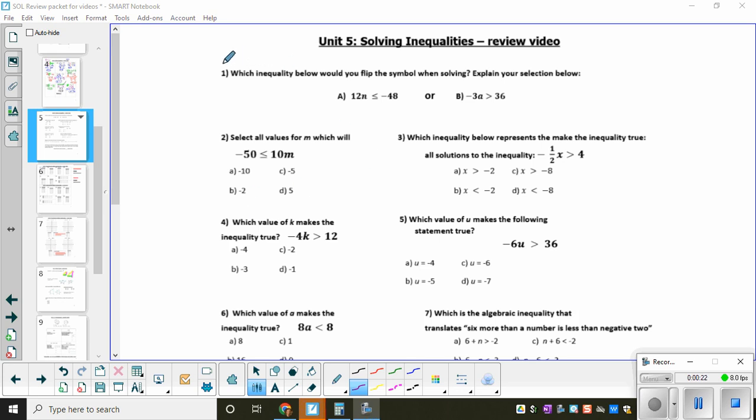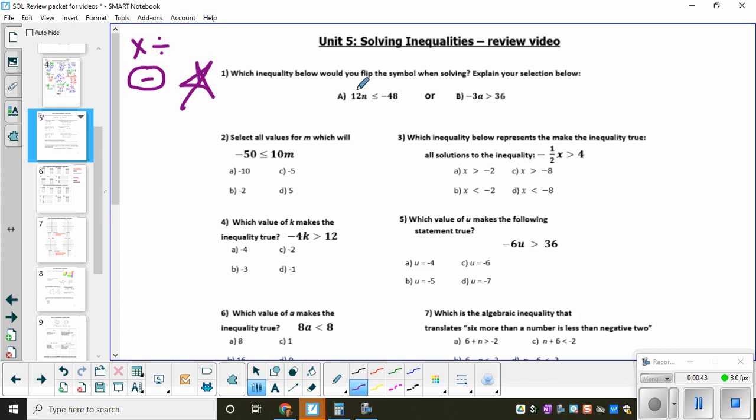All right, so diving on in here for the first one, it asks, which inequality would you flip the symbol for when solving? And it says to explain your selection below. Now I wanted to remind you guys just right here at the very beginning of the video that we flip our inequality symbol when we either multiply or divide both sides by a negative number, okay?